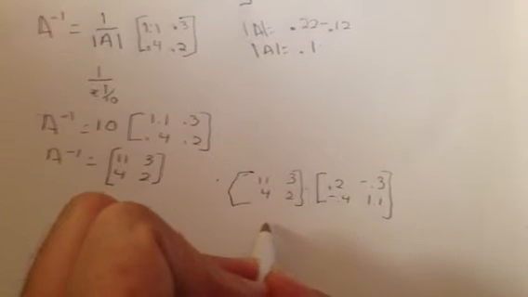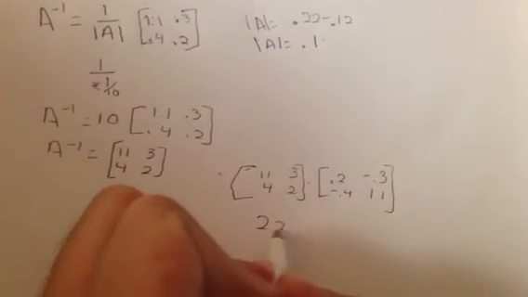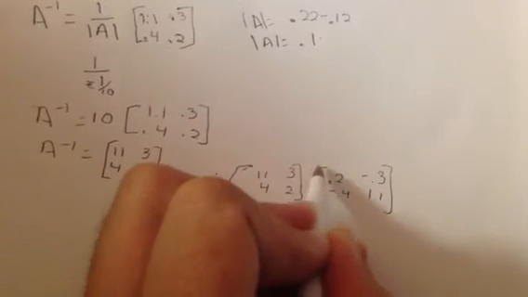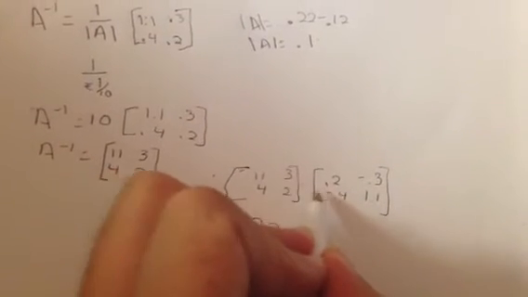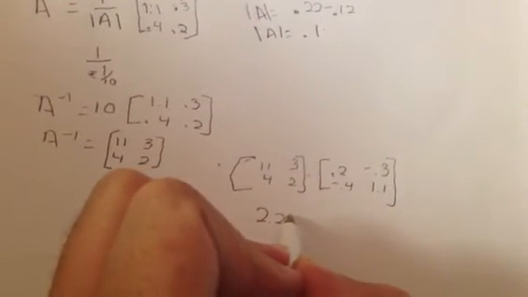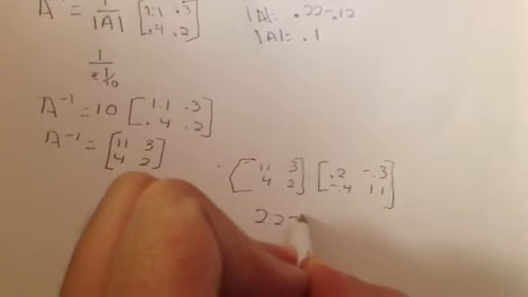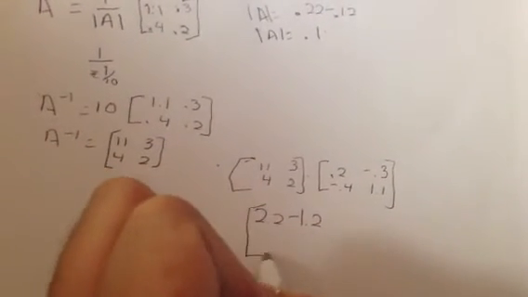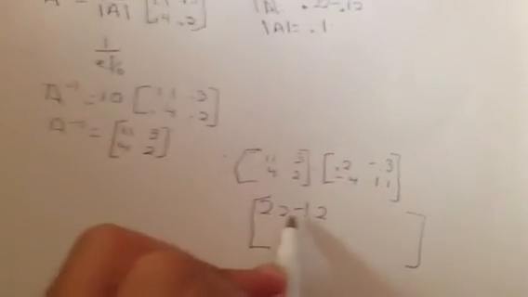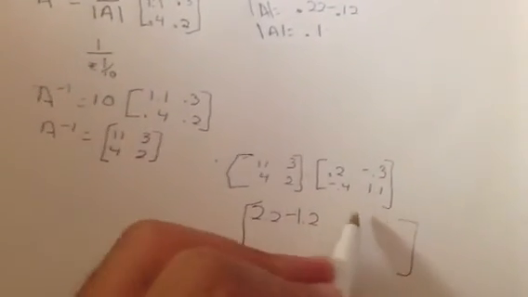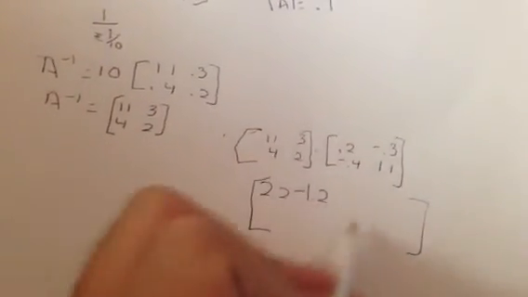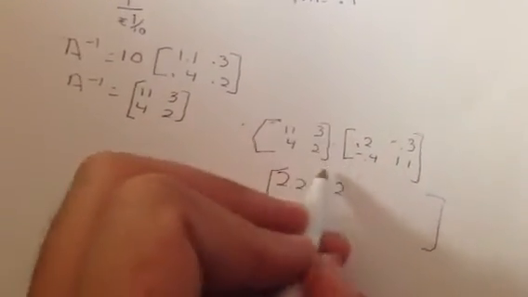So 11 times 0.2 is 2.2, and then row 1 times column 1, 3 times negative 0.4 is minus 1.2. Well, this is a pretty good sign, because if it is an inverse, we want the product to be the identity matrix, and this here is 1. That's good. Now we want the next one here to be 0, because we want 1, 0, 0, 1, if it is the identity matrix, which would make these inverses of each other.